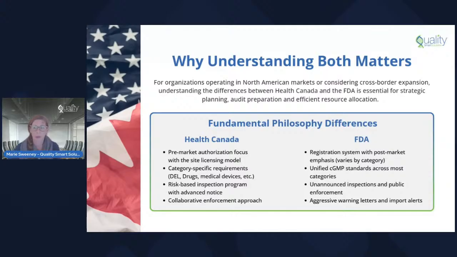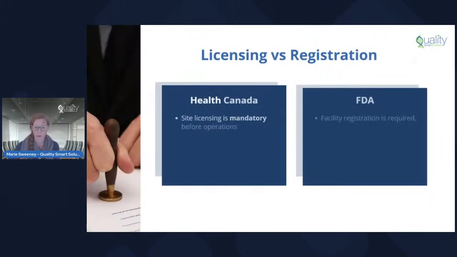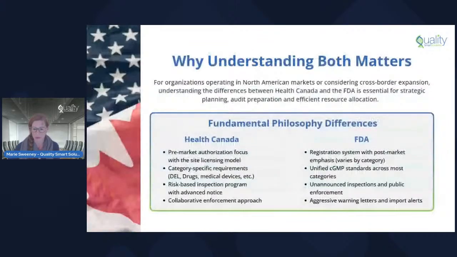When we're looking at the FDA, it utilizes a registration system with post-market emphasis, again reactive as opposed to proactive. It maintains unified CGMP standards across most of these categories. And unlike Health Canada, they like to show up unannounced, so you want to make sure that you are prepared at all times. It issues more aggressive warning letters and import alerts, so your ingredients can get held at the border if you're not maintaining your systems properly.